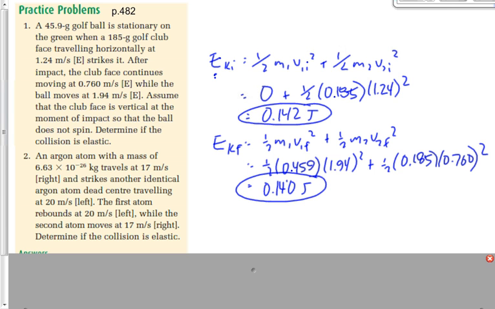That's actually quite a bit closer than I thought it would be. I thought it was going to be quite a bit lower than what we started with. But it's still enough lower that we would still consider it to be what kind of collision? Inelastic, right.